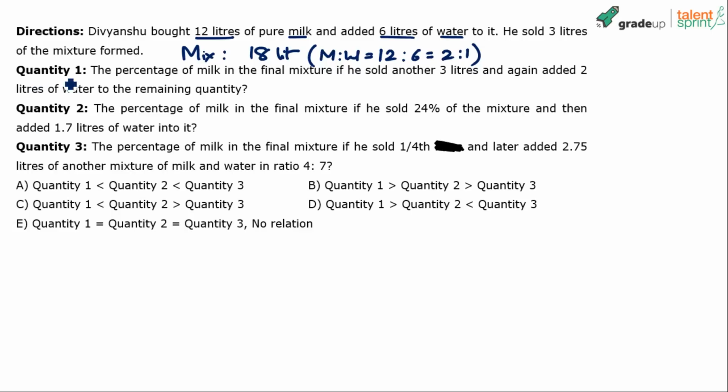Each statement refers to a particular quantity. Now quantity 1, what is quantity 1? He says quantity 1 is the percentage of milk in the final mixture if he sold another 3 liters and again added 2 liters of water to the remaining quantity. So try to understand, guys, that out of this 18 liters, 3 liters has been sold. So what is remaining? Remaining is only 15 liters. Let's not write all the steps. Sold 3 liters, so remaining is 18 minus 3, 15. Out of 18, 3 has been sold, remaining is 15 liters.